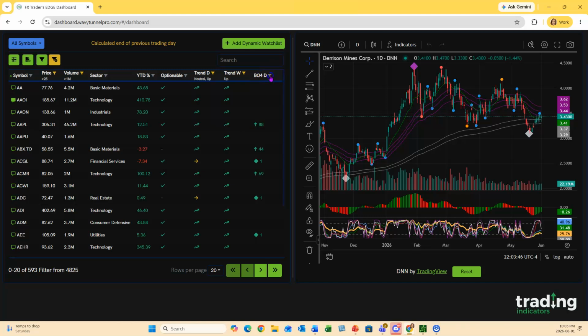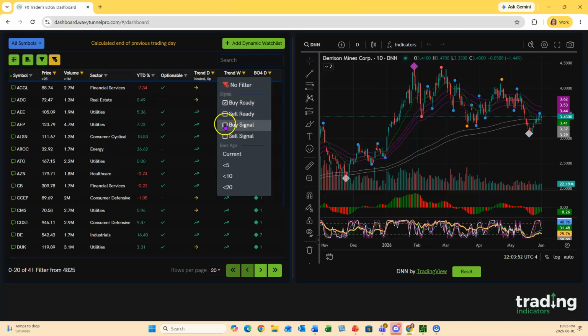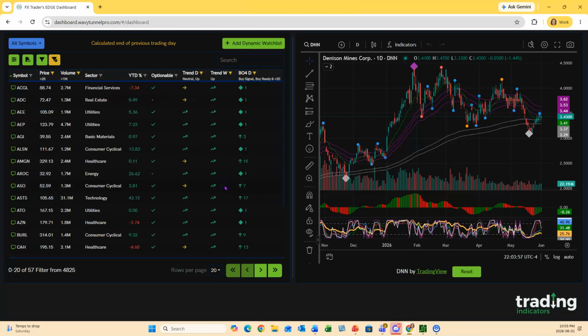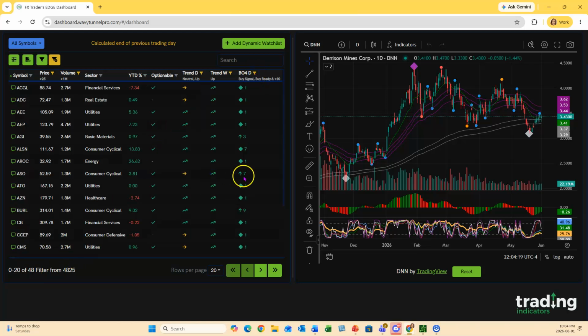And we want the breakout 4 daily trade. We want to see the buy ready and the buy signals, and we want to see under 20 bars ago, under 20 bars. So we've just narrowed down the number of instruments from 4825 to 57 stocks. We can narrow it down even more if we go under 10. Why don't we do that? Under 10. So now we've narrowed it down to 48 stocks.